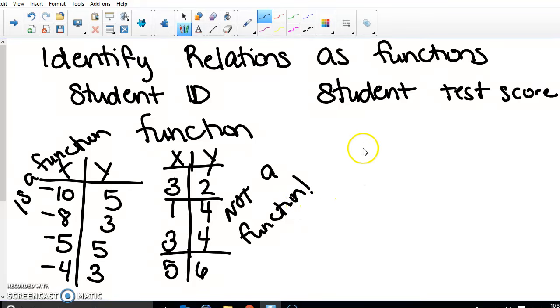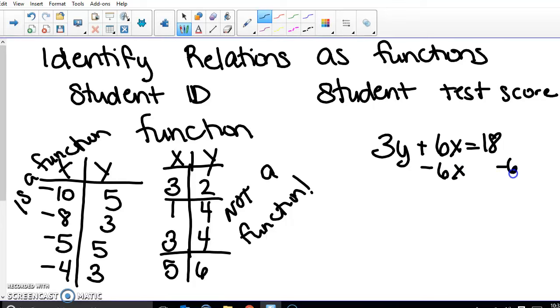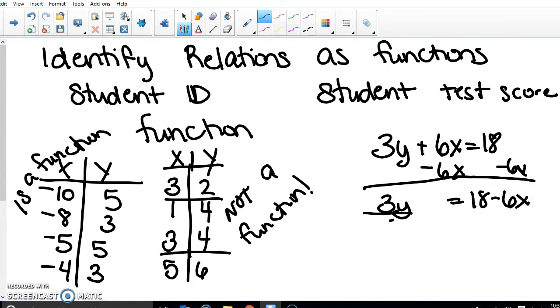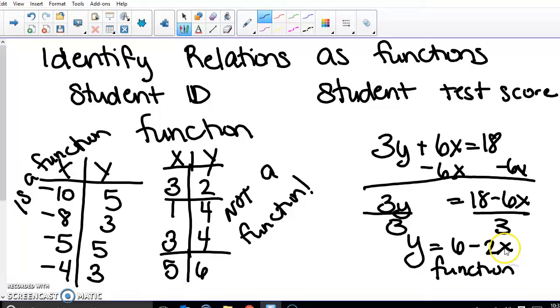Looking at equations, we have 3y plus 6x equals 18. If we solve this for y, we get y equals 6 minus 2x. This is a function because whatever values we put in for x, we're going to get a unique output here.